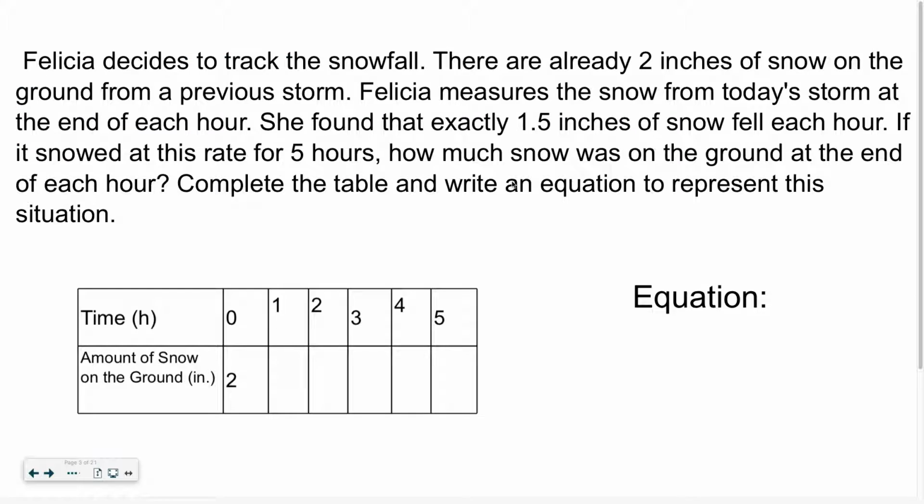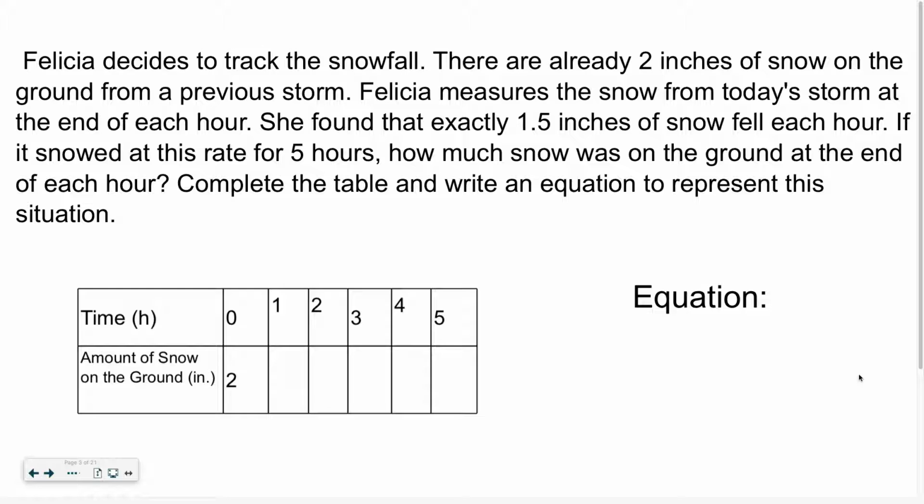We went through that scenario with the dog and the licenses, figured out if it was a function or not, and looked at the tables and the graphs. So right now I want you to take a look at the scenario.